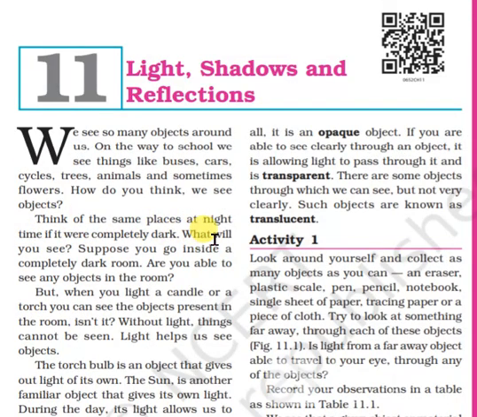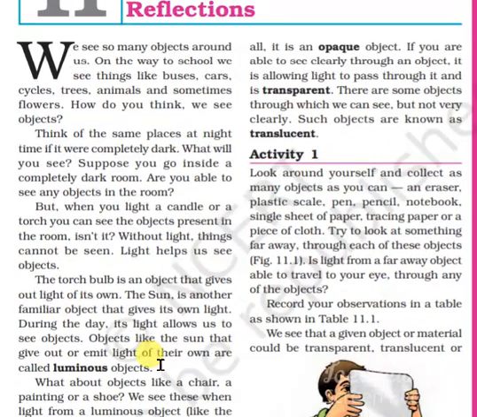Think of places at night time. If it were completely dark, what would you see? Suppose you go inside a completely dark room. Are you able to see any objects in the room? But when you light a candle or a torch, you can see the objects present in the room, isn't it? Without light, things cannot be seen. Light helps us see objects.